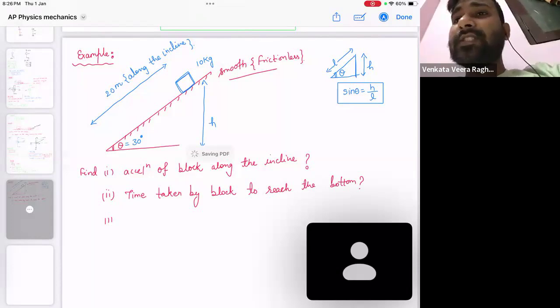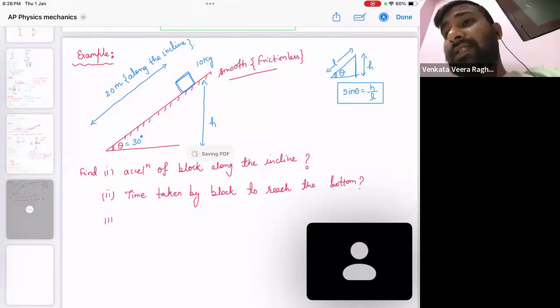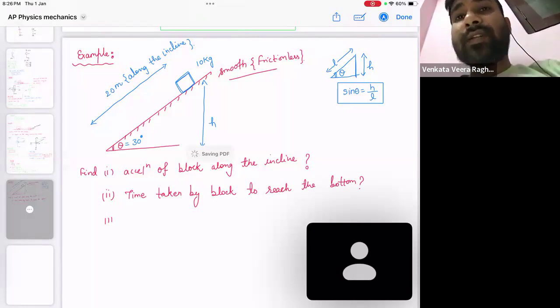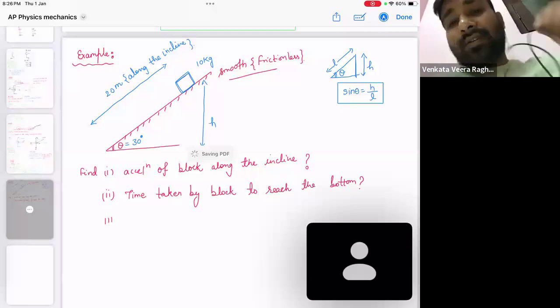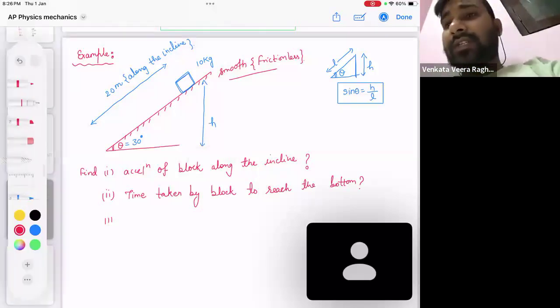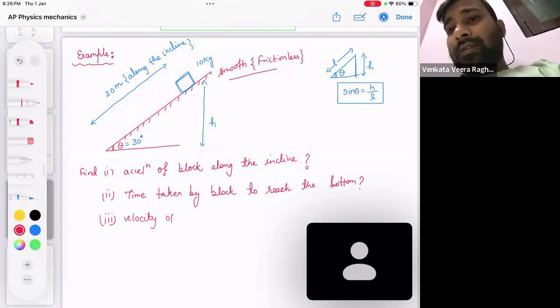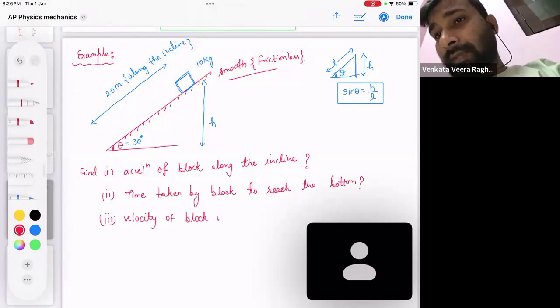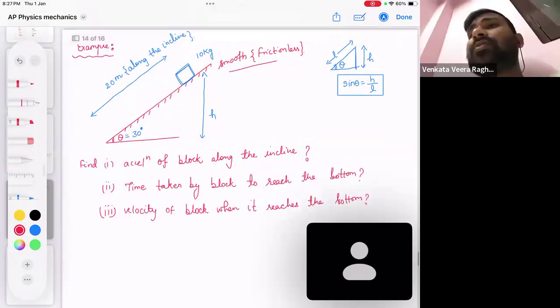Third thing we have to find out, when it will reach the bottom, it will have some velocity, starting from rest. Understood? So we also have to find out what is the velocity of the block when it reaches the bottom. Okay, the third part, velocity of block when it reaches the bottom, starting from rest.